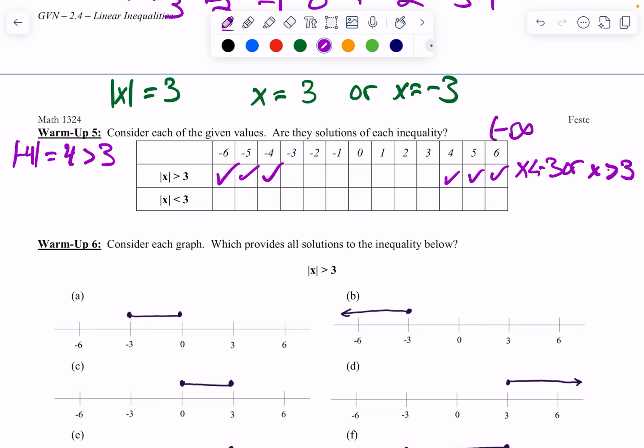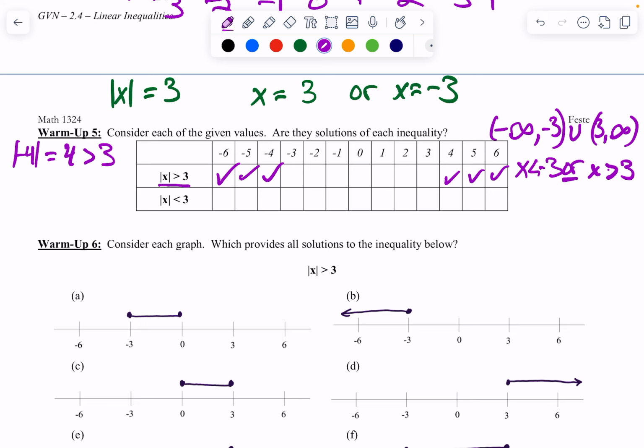So for this one, in interval notation, we would write -infinity. That's where we start on the left. It goes all the way to -3, and then for this word or, we use a symbol that looks like a U. And then we keep going from 3 to infinity. Okay, so that was absolute value of x is greater than 3.